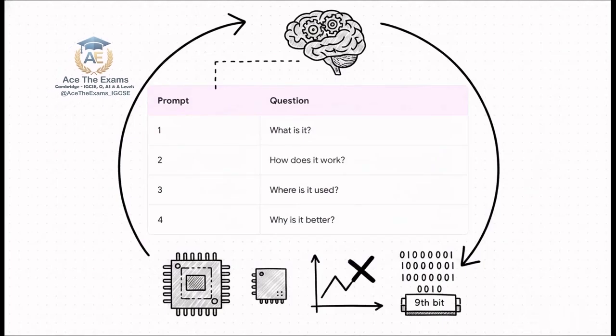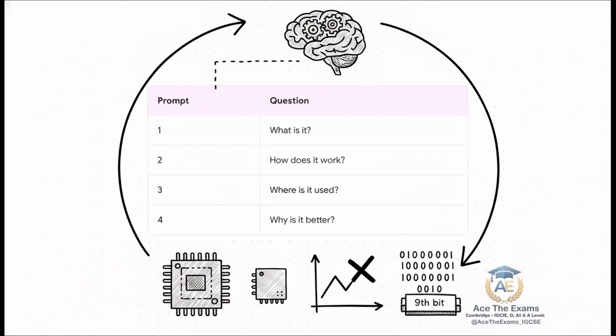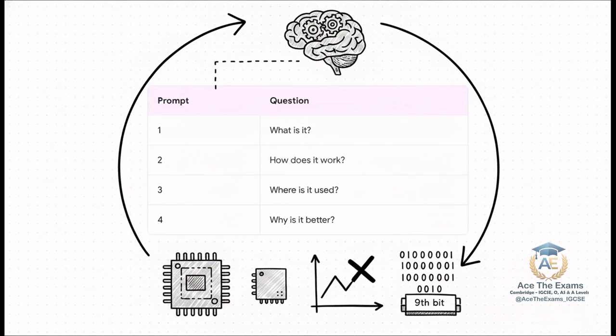To really enforce this cycle, I want you to use the 4-prompt memory structure. Before you ever consider a topic finished, you need to answer these 4 questions aloud. What is it? It's an arithmetic error where the result exceeds register capacity. How does it work? A 9th bit is generated in an 8-bit system and gets lost. Where is it used? In CPU calculations and embedded sensors. Why does it matter? Because it causes critical logic failures. If you can run through this diagnostic checklist smoothly, your understanding is basically unbreakable.